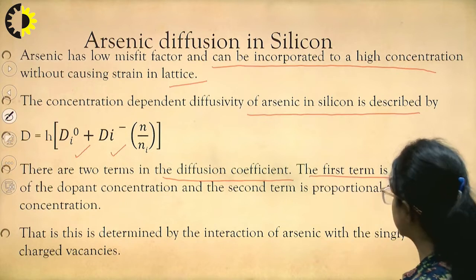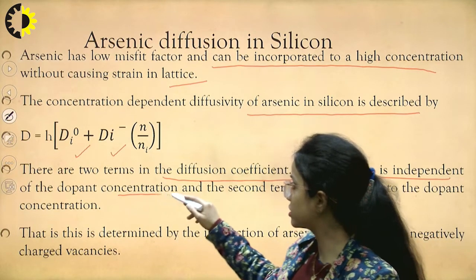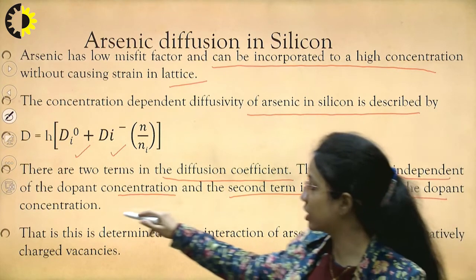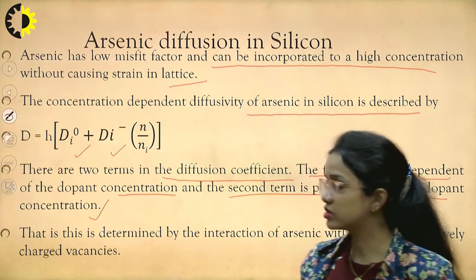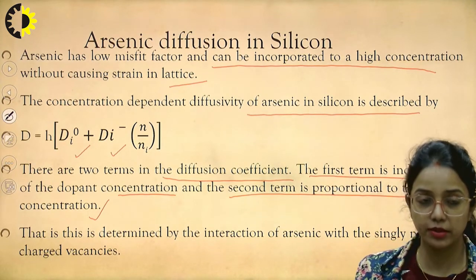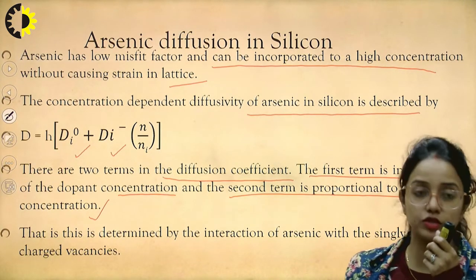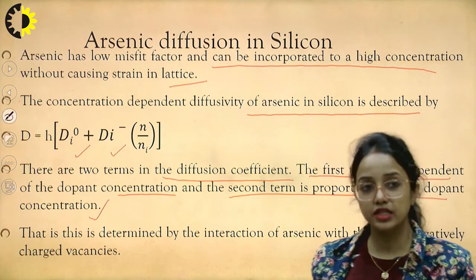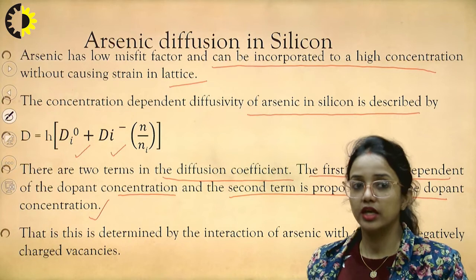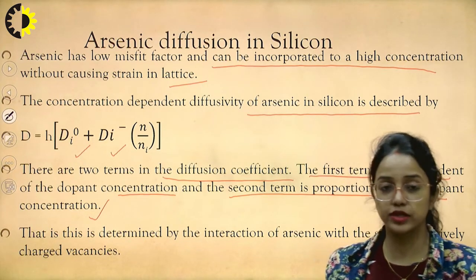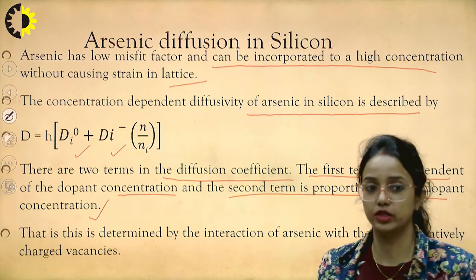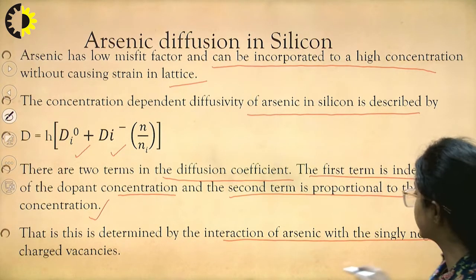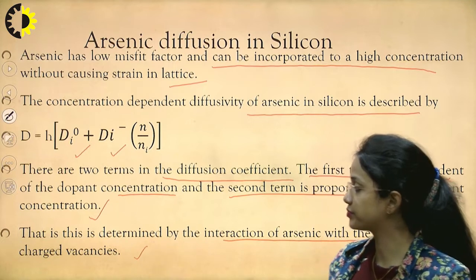The first term is independent of dopant concentration, and the second term is proportional to the dopant concentration. So the diffusivity when it is independent of dopant concentration is a different term as compared to when the diffusivity depends on dopant concentration. That is determined by the interaction of arsenic with singly negatively charged vacancies.